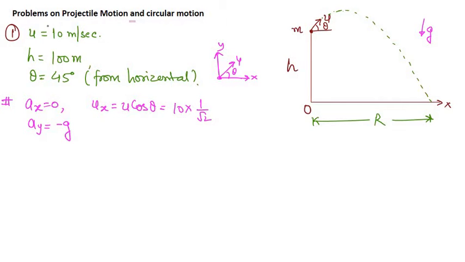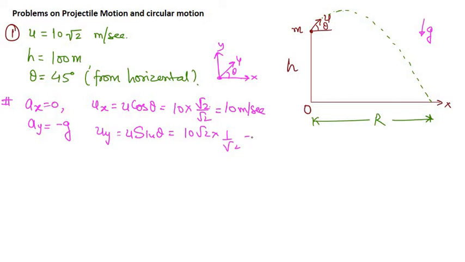Okay, let's take one more simplification to make this problem very simple. I'm not trying to make it mathematically difficult. So let's take the initial velocity to be 10 root 2 meter per second. So your ux will be multiplied by root 2, so that is 10 meter per second. This problem is just to have a clear idea of how to use the equations of motion, so that's why I'm making it simple. So uy is 10 root 2 into sin 45, which is 1 by root 2, and this is also 10 meter per second.